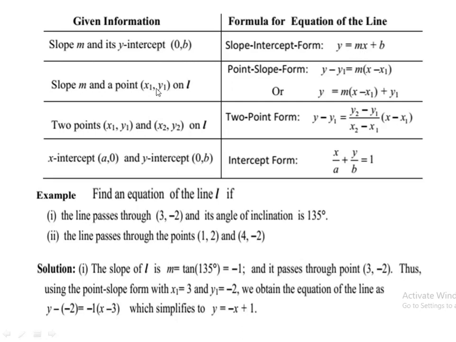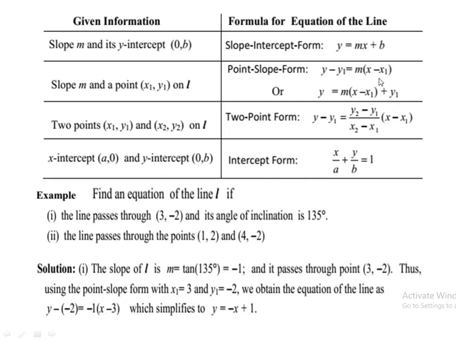The other form of the equation of a line is if we have slope m and a point (x1, y1) on L. If we have a point and a slope, then we say that such an equation of a line is the point-slope form of the equation of a line. Why do we have a point and a slope? Then this point-slope form is given as y minus y1 is equal to m times (x minus x1). By rearranging this, or by adding y1 to both sides, we have y is equal to m times (x minus x1) plus y1.